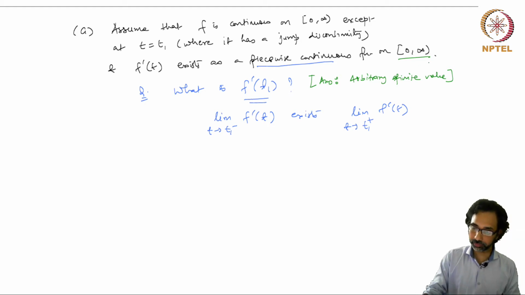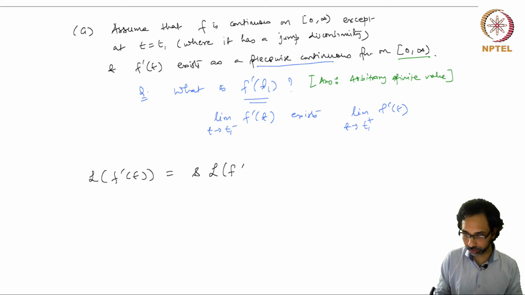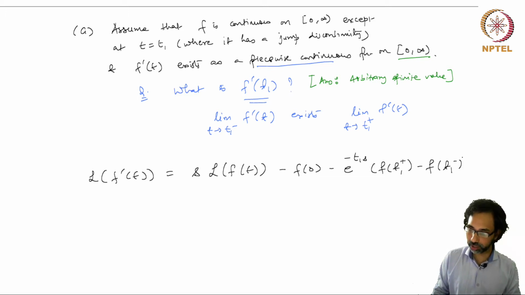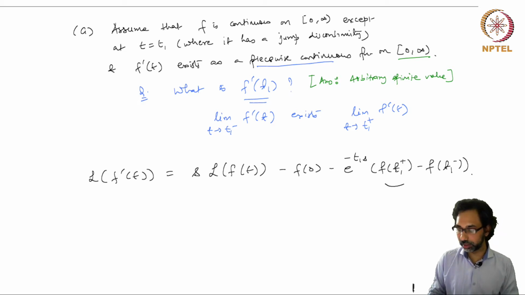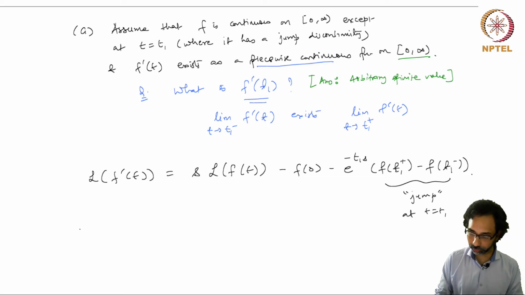interval 0 to infinity. So for this, the formula for the Laplace transform of f'(t) is given by s times the Laplace transform of f(t) minus f(0) minus e to the power minus t1 s times f(t1+) minus f(t1-). So note that this is the jump at t equal to t1 for the function f. So this is for only one point of discontinuity t equal to t1.